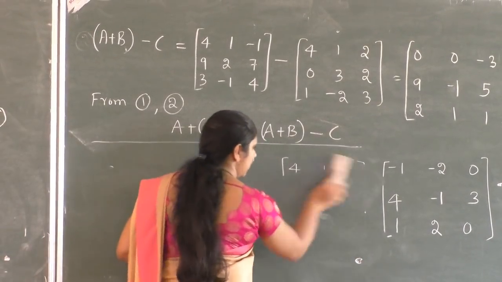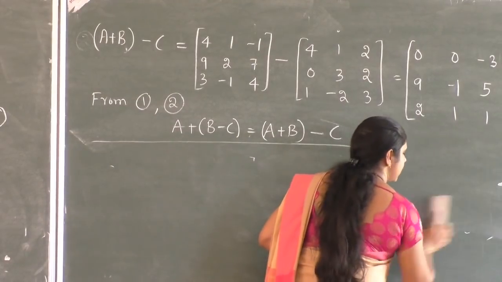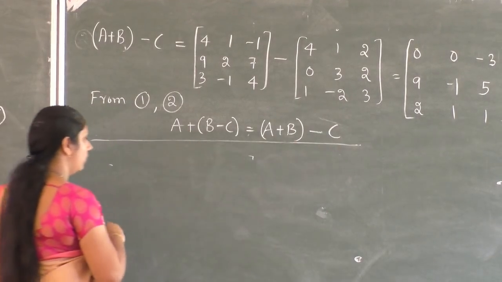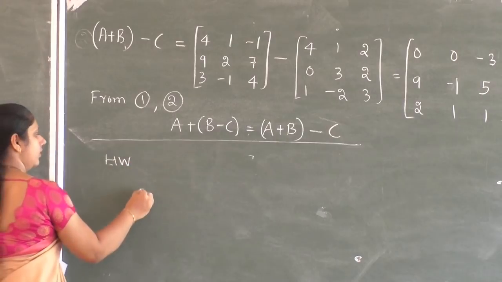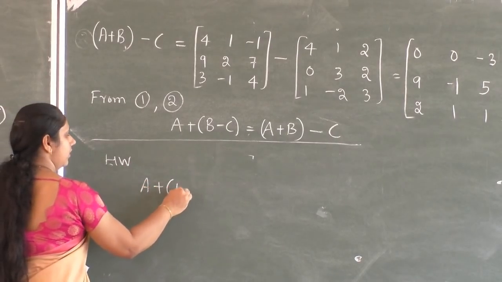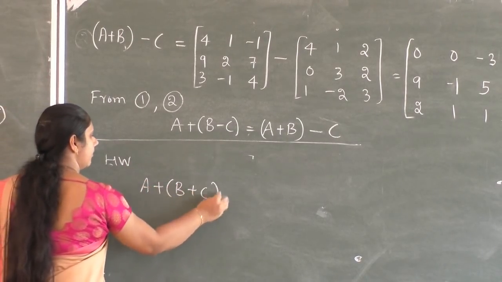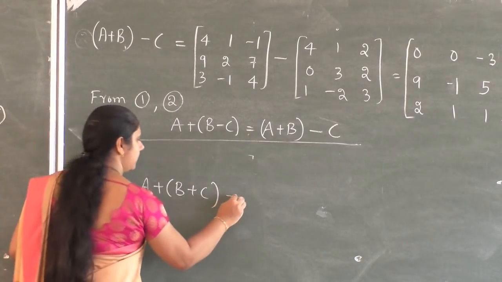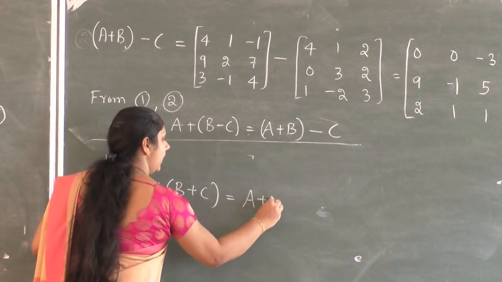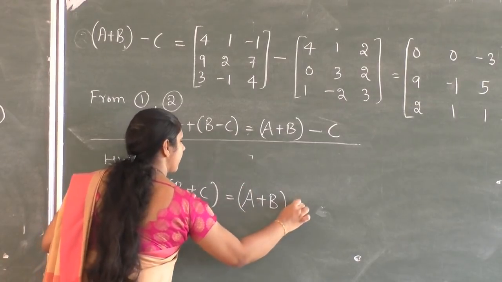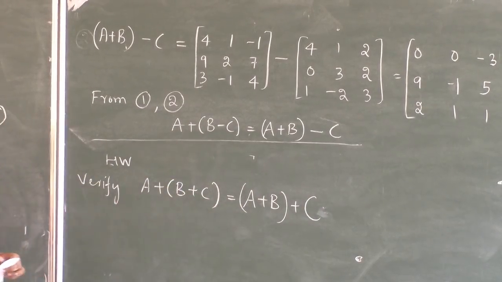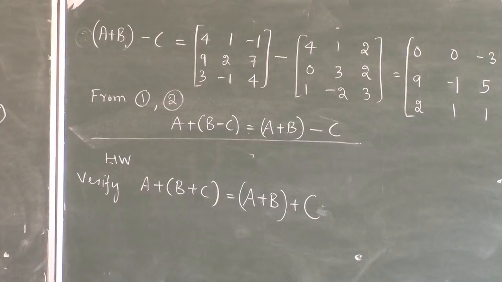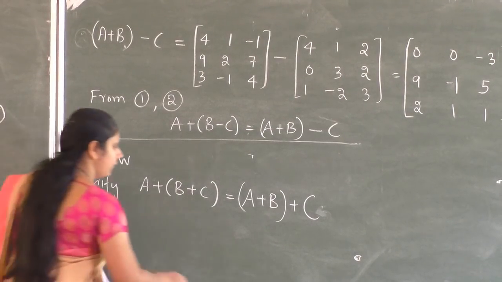For the same question, that is for the same A, B, C, do one more problem, that is verify A plus B plus C equal to A plus B plus C. So this is the associative property, important for 5 marks.